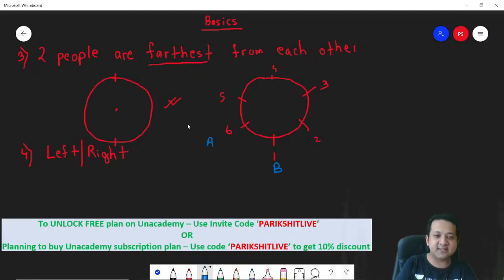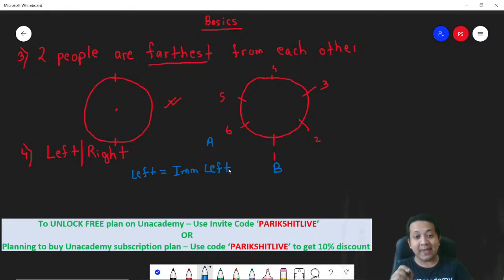So what you need to understand is in a circle, or for that matter in any geometrical figure, left would always mean immediate left. So if I tell you A is to the left of B, it always means A is to the immediate left of B. Similarly, if I tell you C is to the right of B, I'm not using the word immediate, only right, immediately you should understand C is to the immediate right of B.